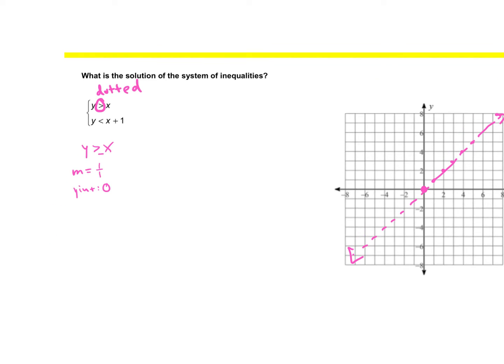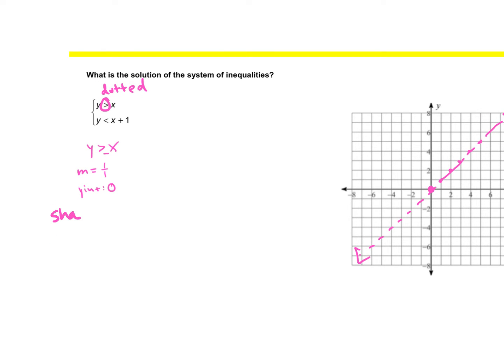Now I need to shade. What point should I test to see where I'm going to shade? Does my graph go through 0, 0? Yep, so I can't pick 0, 0. I have to pick something else. I could pick 2, 0, so that would be right here. So I'm plugging in 2 for x and 0 for y.